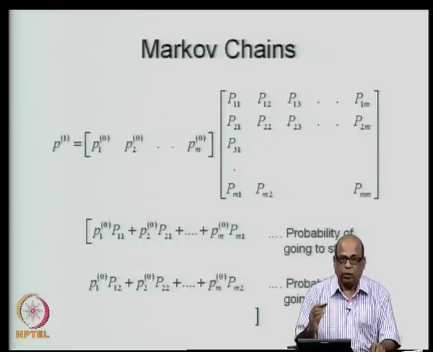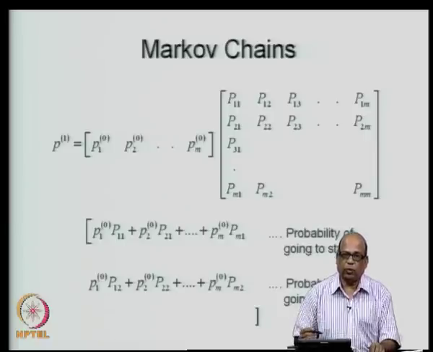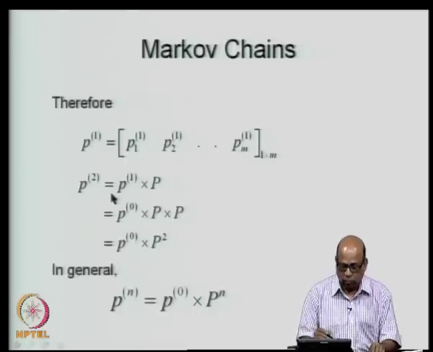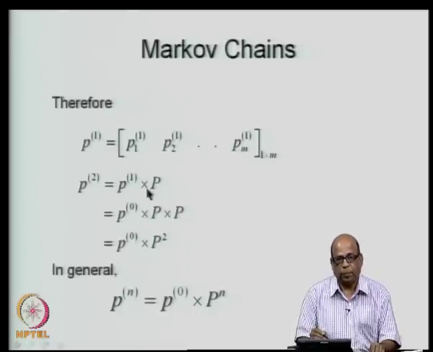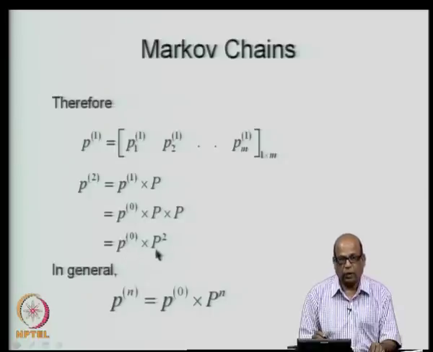We will now use this probability vector to obtain the probability vector for the next time period. So, I will write P 2 as P 1 into P. But what is P 1? P 1 is P 0 into P, and therefore, we write P 2 as P 0 into P square. P is the transition probability matrix.